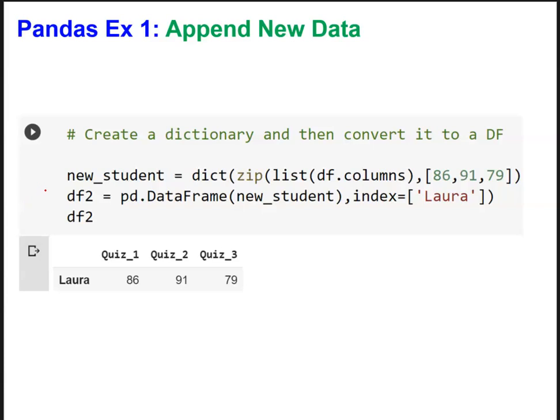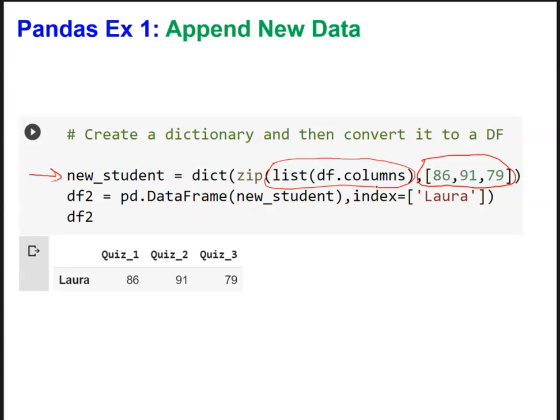So now the way this works is that you need to first create the same data frame, right, with that new student. So you need to create another data frame with the same format and with that new student in that frame. So this is our new student, and you'll see how this works. It's basically this is the list of all the column names, right? Column names are quiz 1, quiz 2, quiz 3, and these are the scores of the new student. So these are two lists that you're zipping together and creating a dictionary.